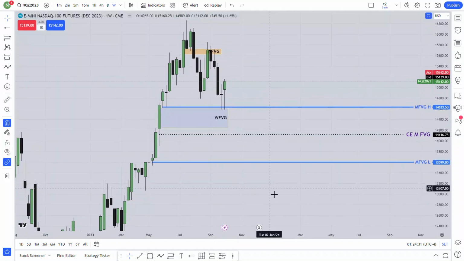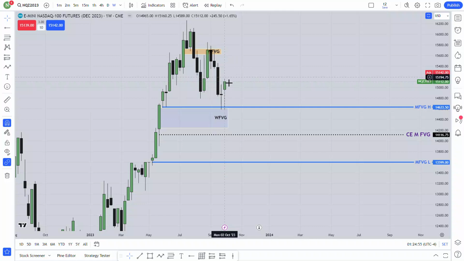Then I will. So what I was talking about, I was here and it came to the weekly fair value gap, and this is the reaction. You see, whenever you find a level which is very important, you will see some kind of reaction. That is why you have to mark all of them. You see this fair value gap. So right now the market is over here in the weekly chart.